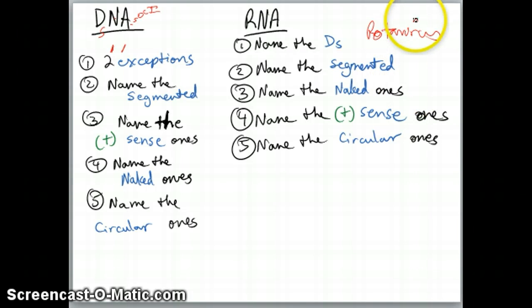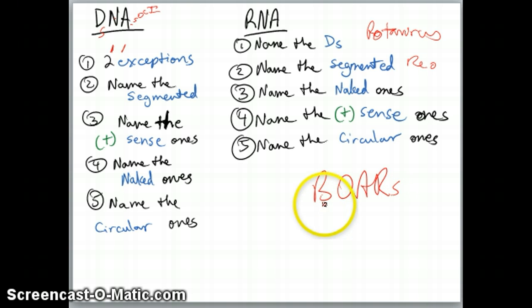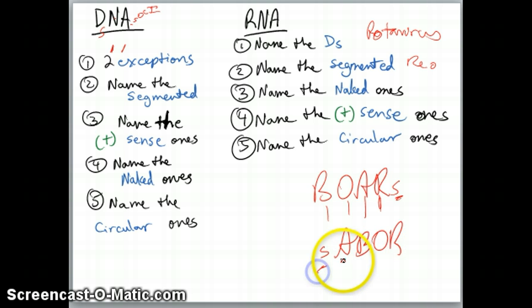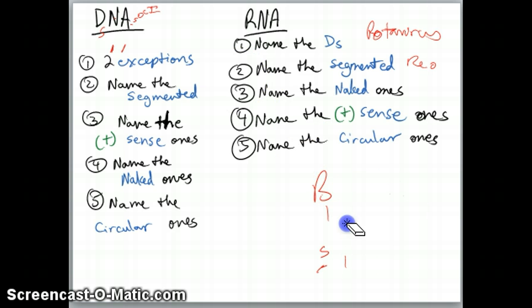Okay, the segmented. Remember the Rio Verde, remember the river was segmented there, okay? And so what you can do is you can remember BOARS, all right? That's for Bunyavirus, Orthomyxovirus, Arenavirus, and then an R for Rio Verde, and then the S is for segmented to help you remember that, or you can remember Sabor. All right, S for segmented, you have the arenavirus, the Bunyavirus, the orthomyxovirus, and the R is for Rio Verde. I think I said the R was for RNA on the last lecture. I apologize. I forgot there actually is one more. So you put that R in there for Rio Verde.